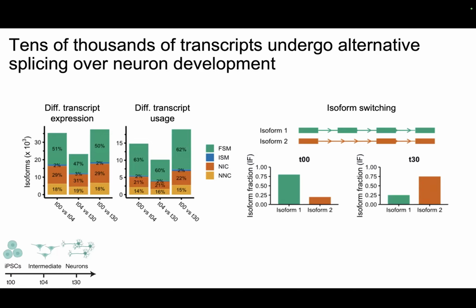And this type of isoform switching analysis is called differential transcript usage. We see over 15,000 total differential transcript usage events by looking at our long-read data. And between time point 0 and time point 30, about 40% of our isoform switching events correspond to novel genes.